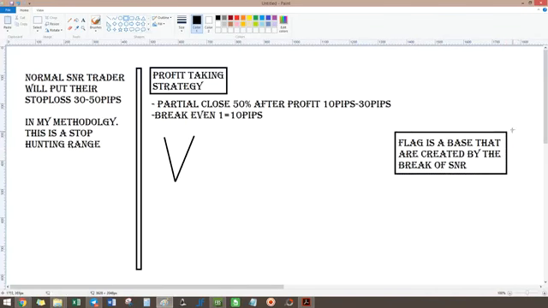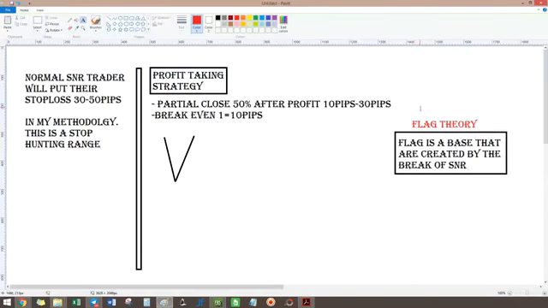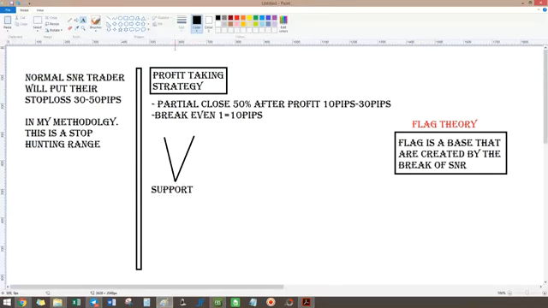Flag definition, theory. All right, flag theory: a flag is a base that is created by the break of SNR. So over here you've got support, and then this will be your support level. Mark it in red.